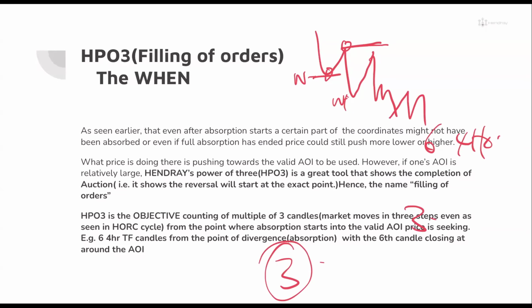So the question you want to ask yourself is, how do we know which of the number of candles will finish it? That is why for HPO3, you still need HORC. So you will know that based on when you have your full absorption. For example, when price reached that, let's say we have W minus, W plus, and daily has not diverged. Let's say we have D minus, and we also have D minus here, showing that full absorption has not happened yet.